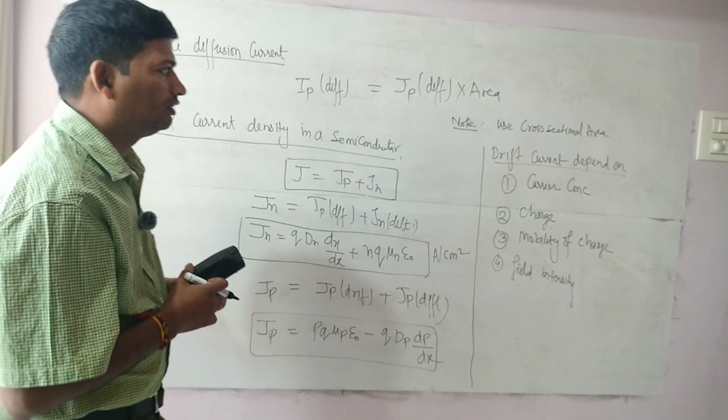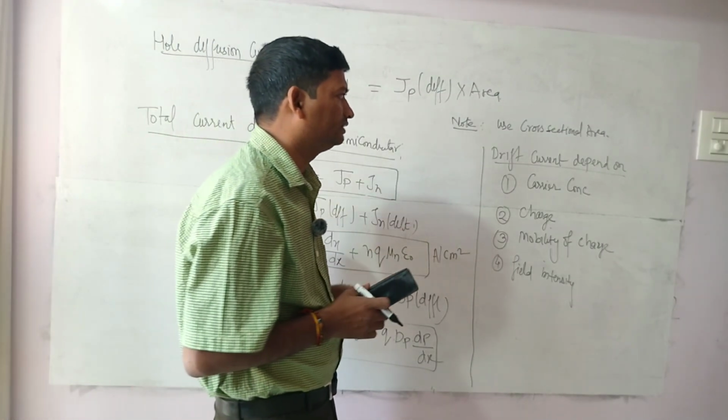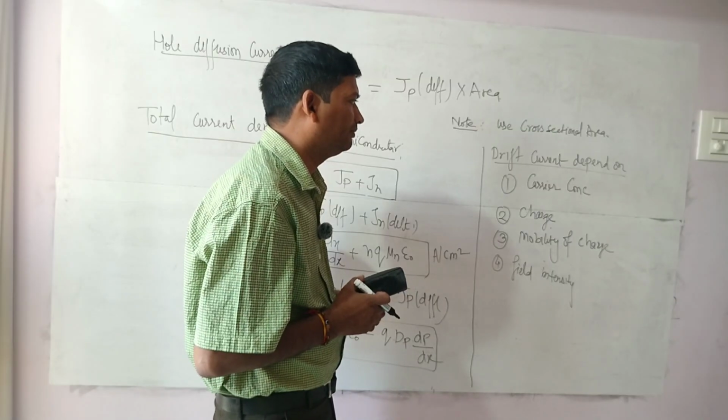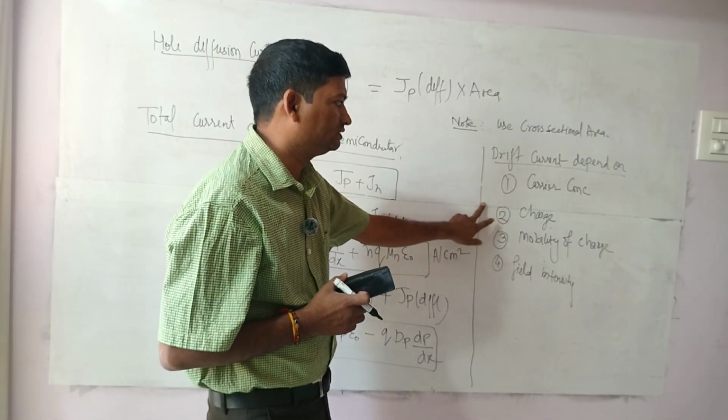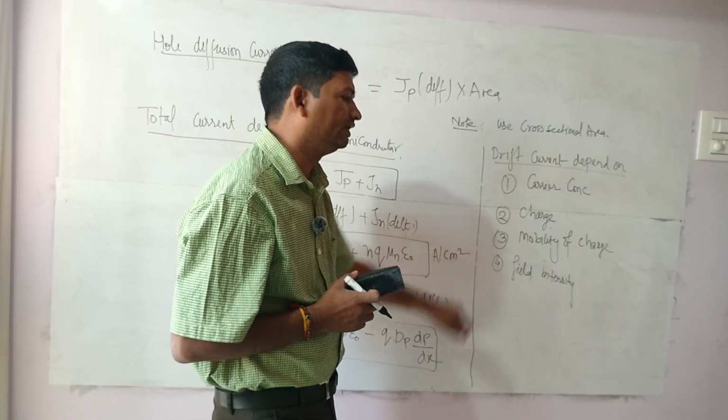So one thing: drift current depends on some parameters, some factors: the carrier concentration, the charge, the mobility of the charge carrier, and the field intensity.